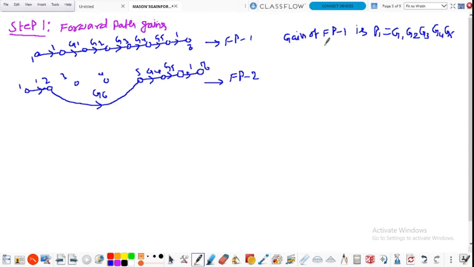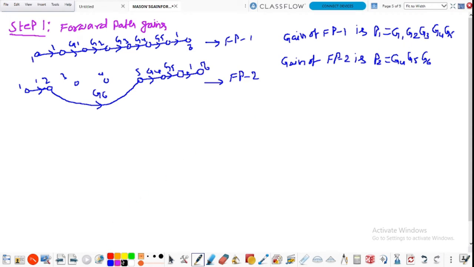Next, calculate the second forward path gain. The gain of the second forward path is denoted by P suffix 2, and this is the second forward path. So what is the second forward path gain? The product of the branch transmittances: 1 into G6 into G4 into G5 into 1. So that is equal to G4 G5 G6. This is the second forward path gain. So this is step 1.